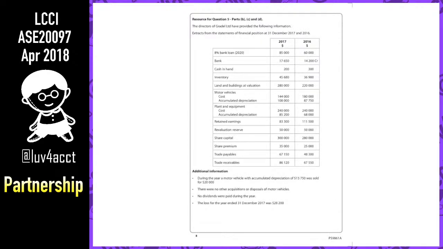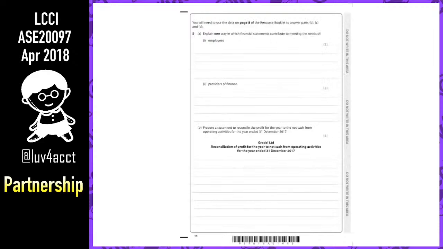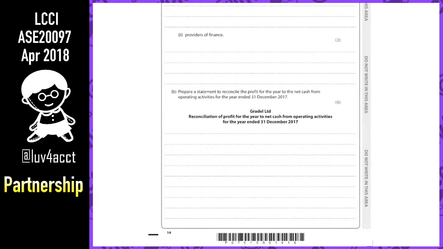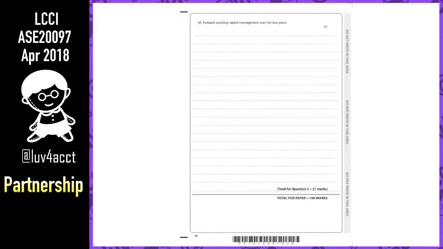And then question 5, that would be statement of cash flows, 2 years, and then some information. Yes. This is stakeholders for part A. And then reconciliation, and then statement of cash flows. Evaluate working capital management over 2 years. That is cash equivalent, one thing. And then inventory, trade receivable, trade payables.